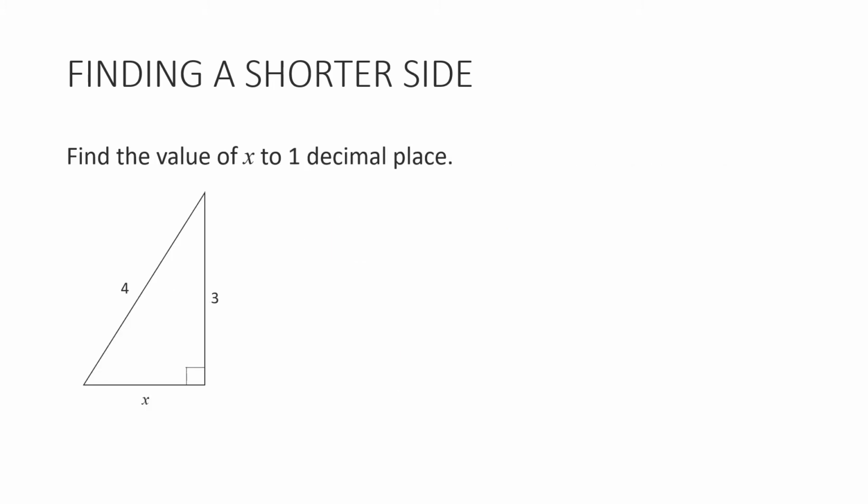Let's do another one. Find the value of x to one decimal place. So start by writing Pythagoras' theorem. 4 squared is equal to x squared plus 3 squared. Now let's work these out. 16 is equal to x squared plus 9, and then we're going to take this 9 over the other side as a minus. So x squared is going to equal 16 take away 9, which is 7.